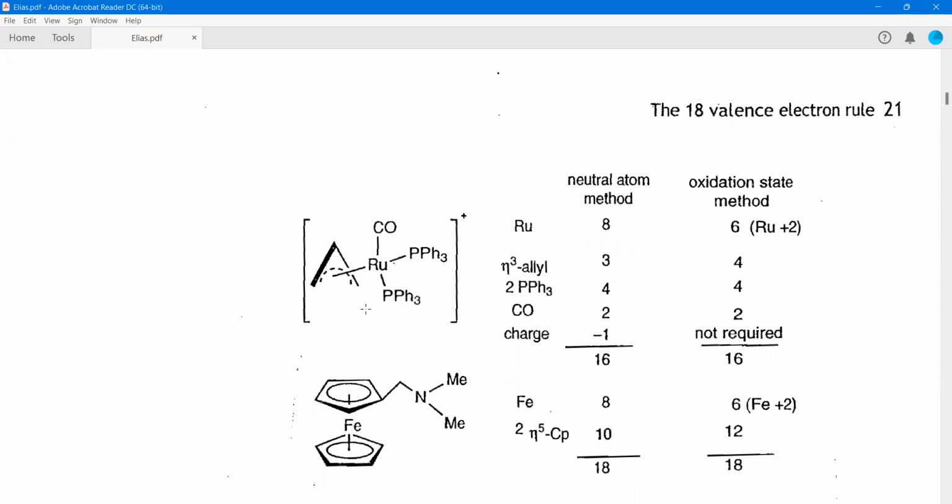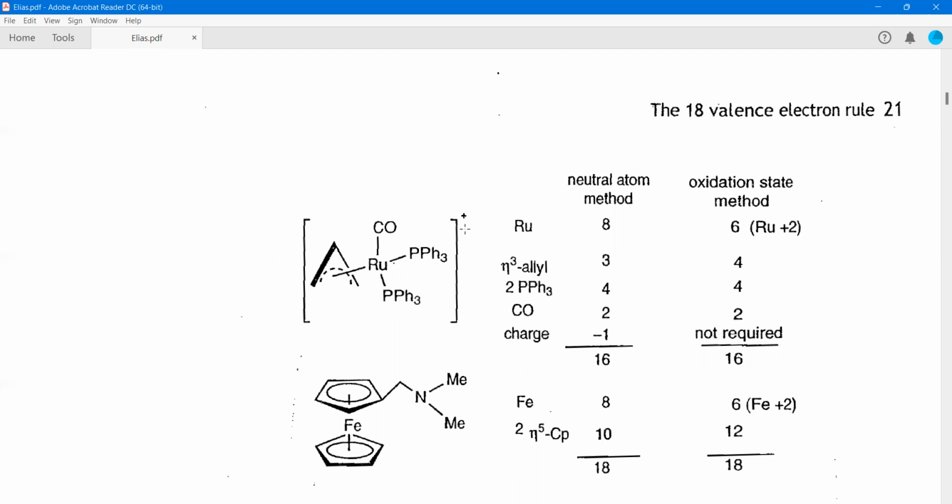Now this ligand is connected by the eta 3 fashion to the allylic ligand, so it is LX type. Since we are counting electrons from the neutral atom method, the LX type ligand will contribute 3 electrons. It is also connected to 2 PPh3 groups. PPh3 is an L type ligand, so both PPh3 count 2 and 2 electrons respectively, so 2 PPh3 contribute 4 electrons. One carbonyl contributes 2 electrons. And since there is one positive charge, you need to subtract 1 from the whole. So you are subtracting 1, and the total when you count it is 16.